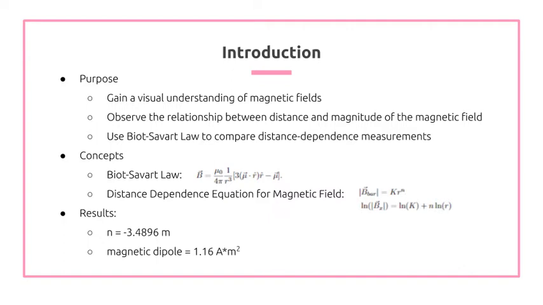Results for this lab included that n was equal to negative 3.4896, and the magnetic dipole was equal to 1.16 amperes times meters squared.